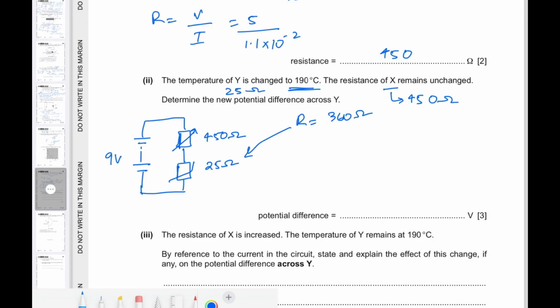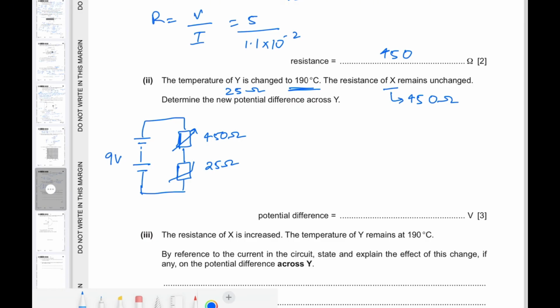Since we know from Ohm's law that voltage is proportional to resistance, if the resistance of the thermistor decreases, the potential difference across the thermistor must also decrease. So clearly the proportion of potential difference across X and Y in this new setting will change. And to find the exact values of potential difference across X and Y, we'll need to know the current through the circuit.